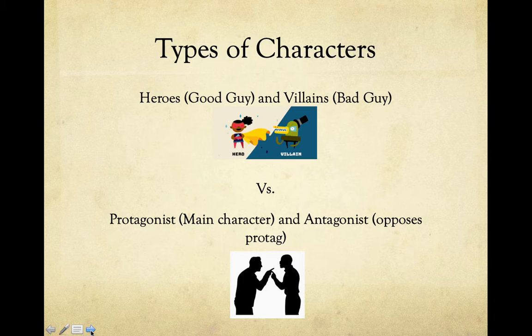You don't just have a hero and a villain, right? You also, especially in contemporary literature, have what's called a protagonist and an antagonist, or maybe an antagonizing force. It doesn't necessarily need to be another character. So the protagonist is basically just the main character.